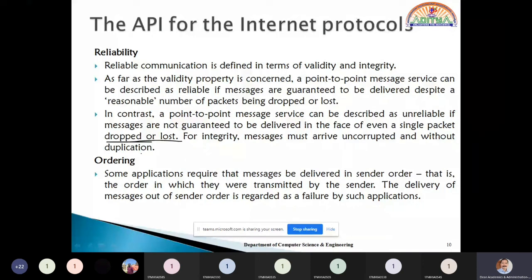Another aspect to remember is ordering of the messages. Whenever you are sending messages, the order in which the messages are transmitted from the sender should be the same order in which they are received at the receiving end. Any change in the order is once again a failure. If the sender sends in a certain order, the receiver should receive in the same order. Otherwise, it is said to be a failure of the particular application. These are the major aspects that we have to talk about.